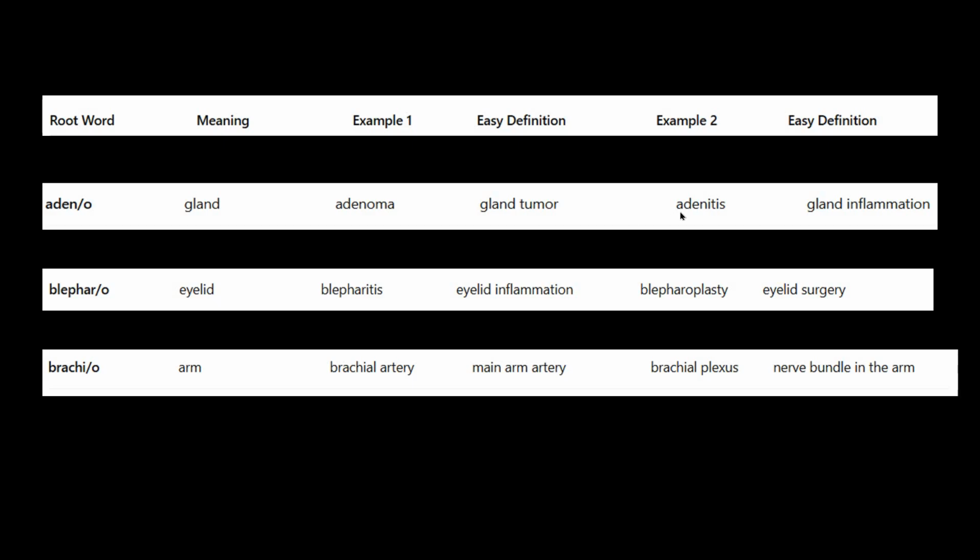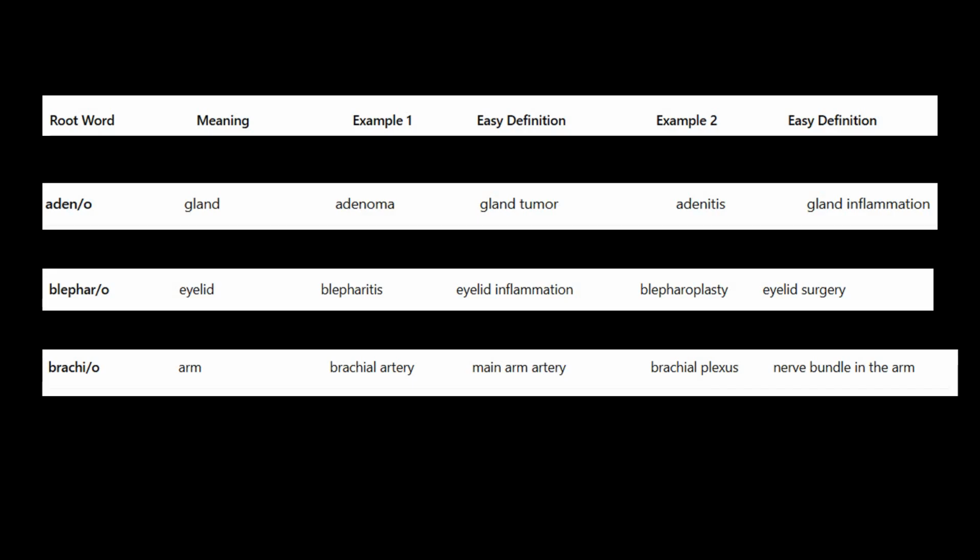In a similar way, we have a second example, that is adenitis. Adenitis means gland inflammation. If there is a situation where the glands are inflamed, then in that case, to show the gland inflammation, we will use the terminology adenitis.